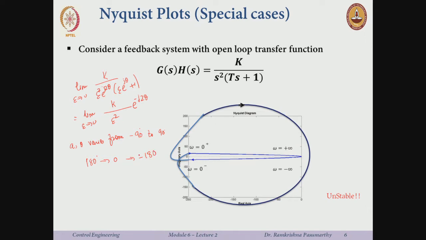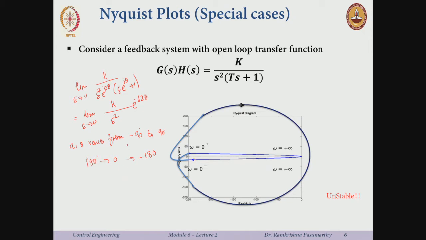So, this is what the plot would actually look like. What MATLAB will give you is this kind of blue line here, right. So, I go here, this I terminate here at omega equal to minus infinity, and this I terminate here at omega equal to plus infinity. I start from here at omega equal to minus infinity, and end up here at omega equal to 0 plus.